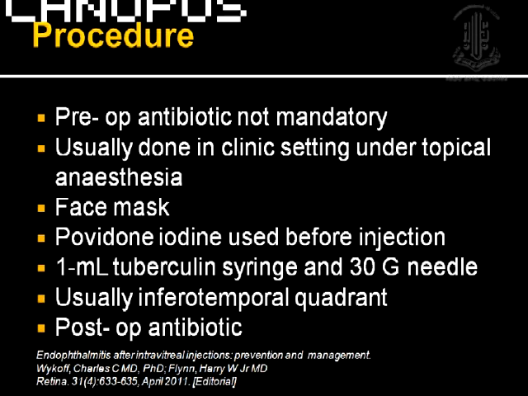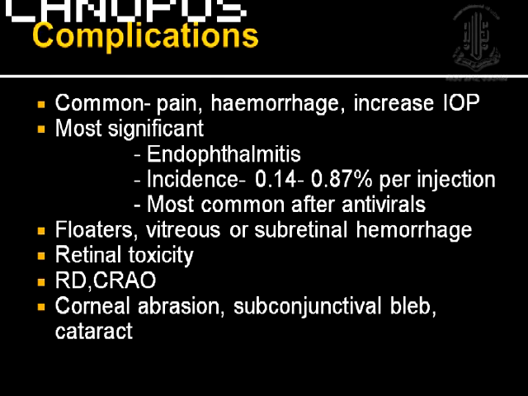It's usually given in a 1 ml tuberculin syringe with a 30 gauge needle, usually in the inferotemporal quadrant, so you don't have floaters in the middle. Postoperative antibiotics, most people do use it. Most significant side effect would be endophthalmitis, and commonly you have pain, etc.